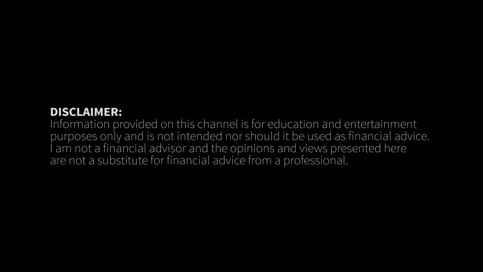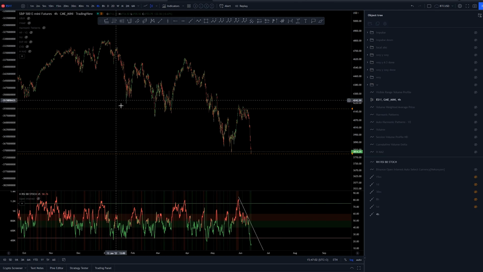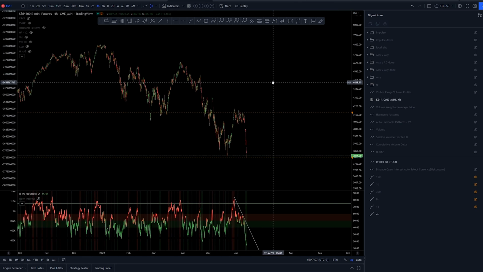I'm going to be using Fibonacci, volume, geometry and wave analysis with Elliott Wave Theory to establish an outlook into the markets. Let's get started. Currently looking at the 4-hour candles on S&P 500 futures.